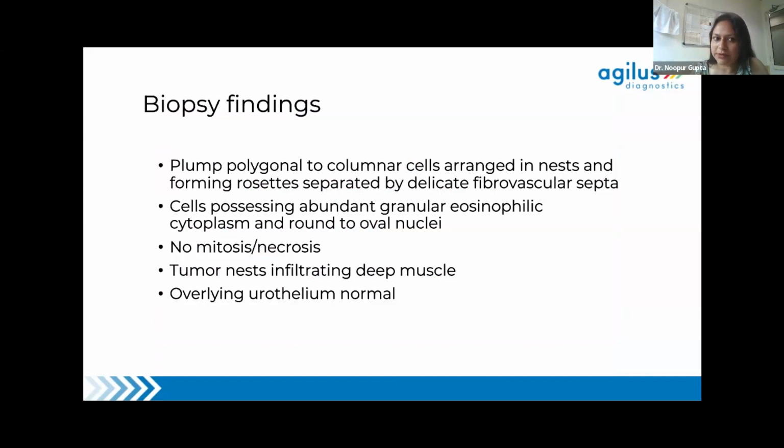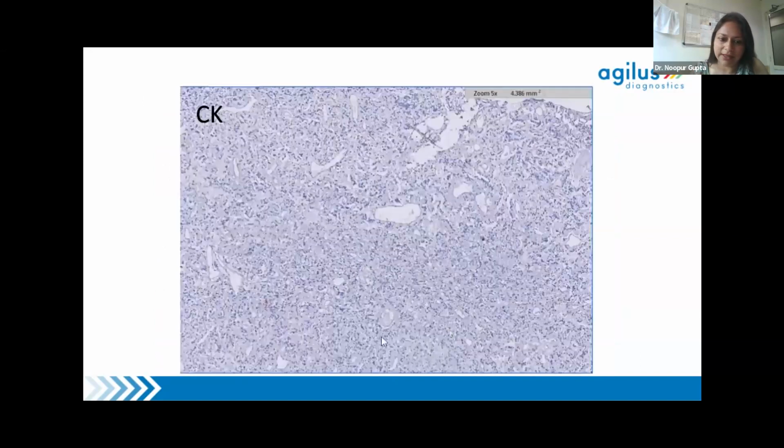So, to summarize the biopsy findings, there was a tumor infiltrating the deep muscle with normal overlying urothelium. The cells were polygonal, arranged in nests separated by fibrovascular septa, and possessed abundant granular cytoplasm and round to oval nuclei with no mitosis or necrosis. So, any thoughts till now? Okay, so we'll move on to our immunohistochemistry.